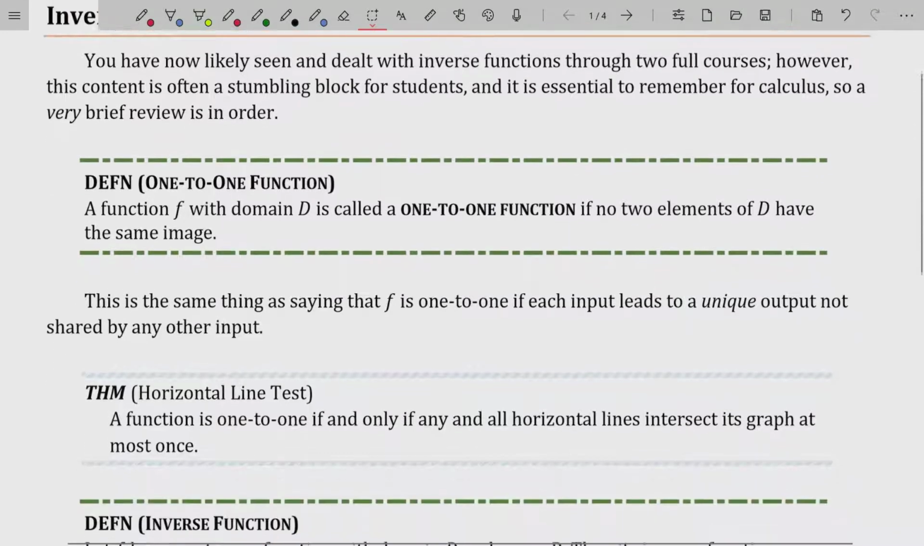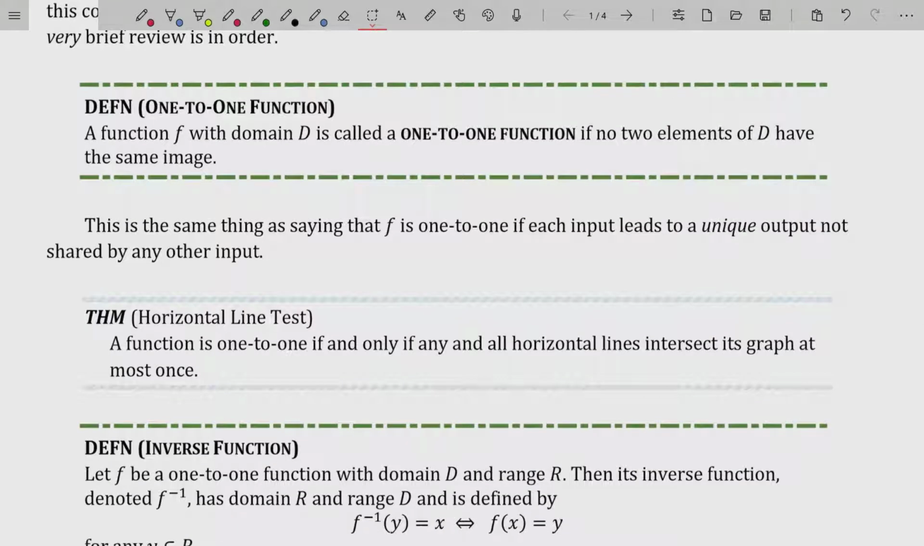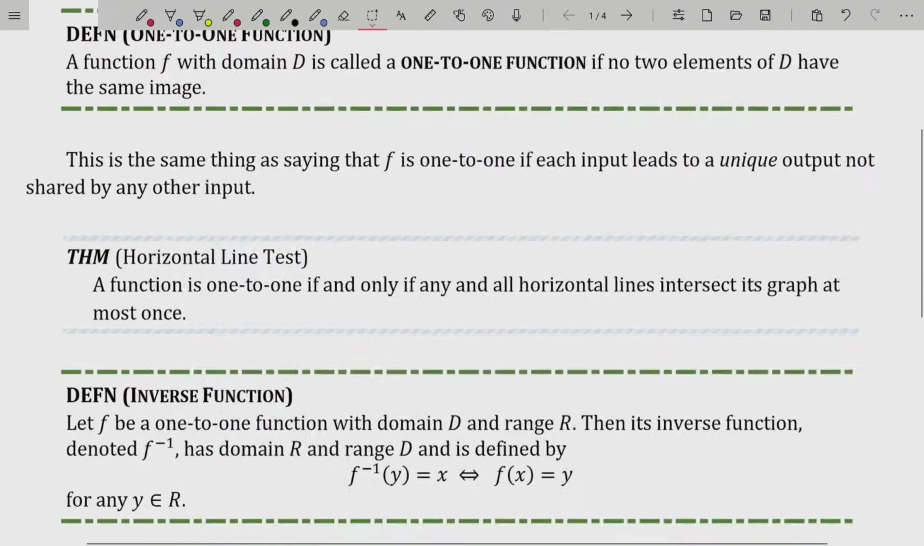This is the same thing as saying that f is one-to-one if each input leads to a unique output not shared by any other input, which I don't know if I'd say it that way, even though I wrote it that way. Something else you should remember is the horizontal line test, which tells us a function is one-to-one if and only if any and all horizontal lines that you draw intersect the graph at most once.